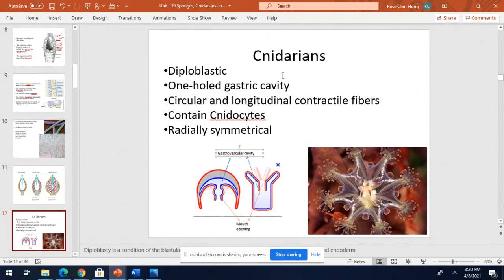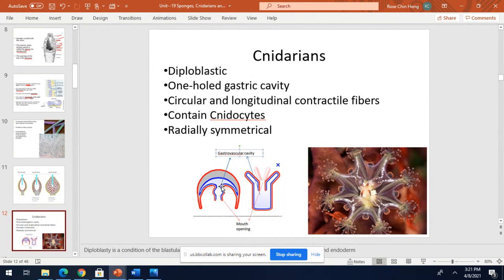They have a 1-hole gastric cavity. So you see it's like in and out of that same opening. So this will be called the mouth or hypostome. And here you see the mouth opening here. This is the medusa stage, so it has this kind of bell-like thing. The one to the right is polyp.